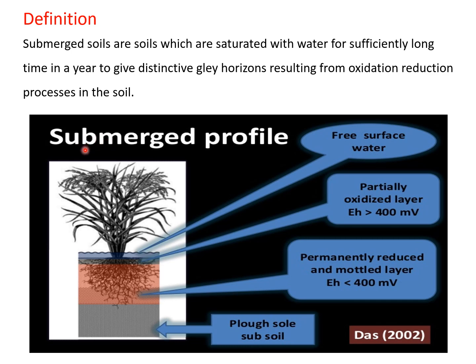This picture shows the submerged profile of soil. This is the free surface water. This indicates the free surface of water. The next layer indicates the partially oxidized layer, whose redox potential is more than 400 millivolt. The next layer indicates the permanently reduced and mottled layer, whose redox potential is less than 400 millivolt. The last layer is the Plosol subsoil.